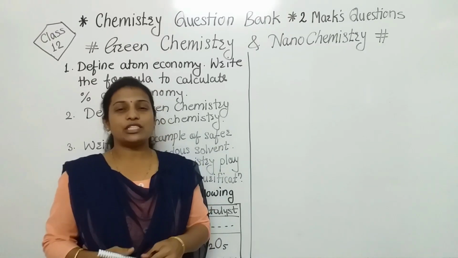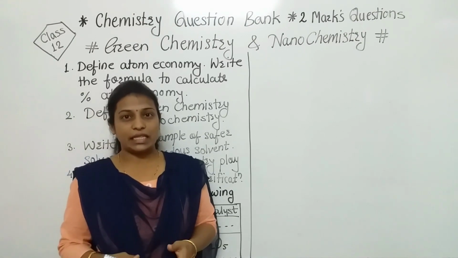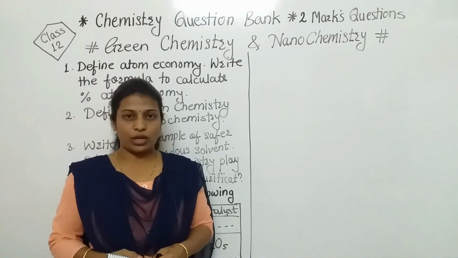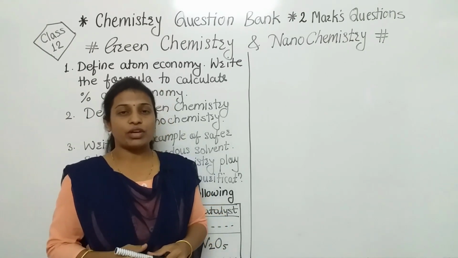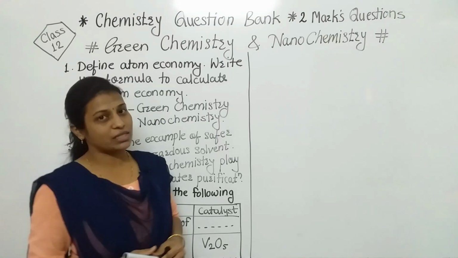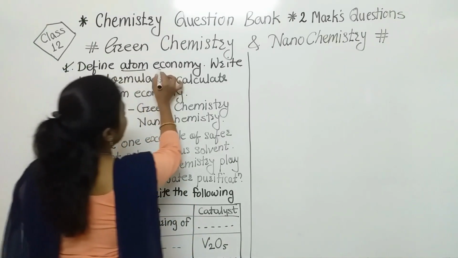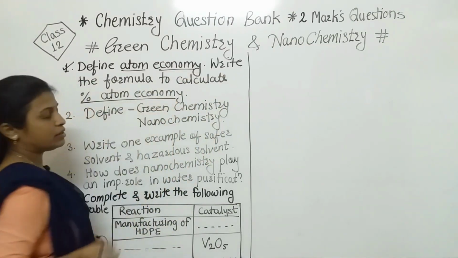Hello bachcho, as we have started to discuss the question bank of the chemistry, and in that we have started the topic that is the green chemistry and nanochemistry. In that we have already completed 1 marks questions. So today we are going to discuss 2 marks questions from that same topic. The first question is: define atom economy, write the formula to calculate percentage atom economy.